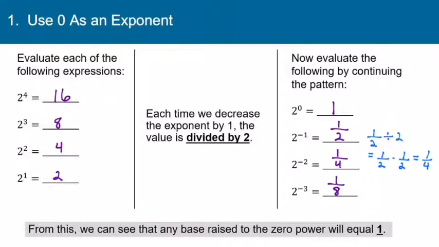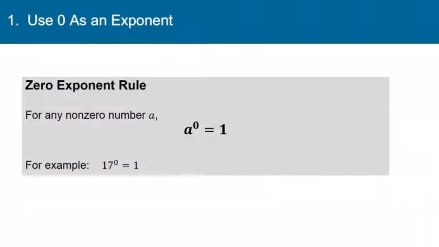And now there's nothing special here about the base of 2. Any base raised to the 0 power is going to have to equal 1. So here is the zero exponent rule. For any non-zero number a, a to the 0 power equals 1. So for example, 17 to the 0 power equals 1. So just to be clear, remember that 17 to the 1st power would be 17. And so if you don't see an exponent written, you assume that exponent is a 1. 17 to the 0 power is 1. So any number to the 0 power is going to be 1.